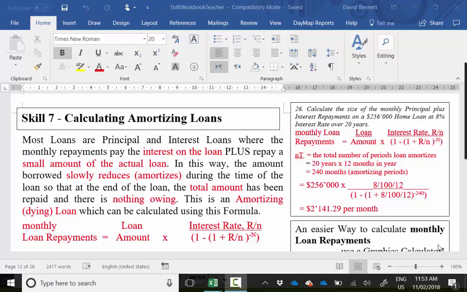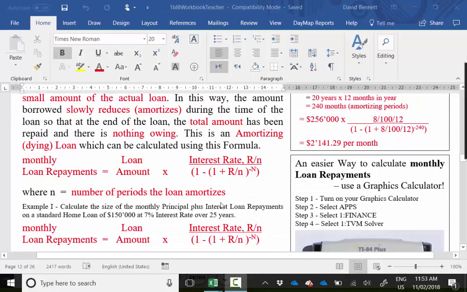In this video, I'm going to be looking at paying back loans. Most loans are principal interest loans, but some people use investment loans where they only pay off the interest. Generally, you pay a small amount each month, and the loan size, your debt, actually reduces quite slowly during that period, until you pay it off. Okay, we want to pay it off.